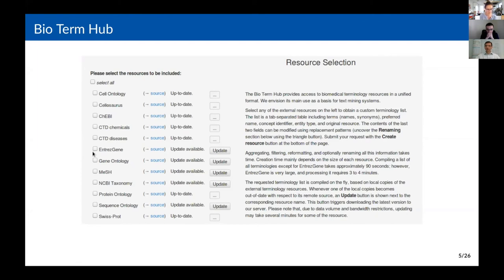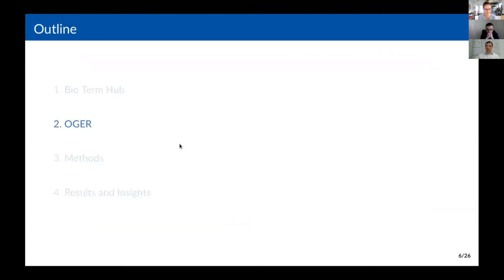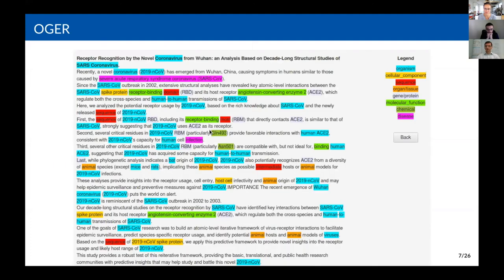We have SwissProt, we have Cellosaurus, and many of the resources of the Swiss Institute of Bioinformatics as well. So these resources can be used by any text mining system, but let me show you how we make use of them in our system. Basically, these dictionaries are stored together in our internal dictionary, and this dictionary can be used to annotate text, typically biomedical scientific literature. You can see here the different categories that we annotate as an example of an article.